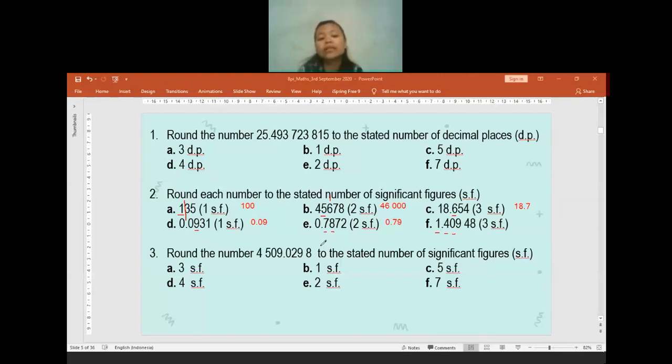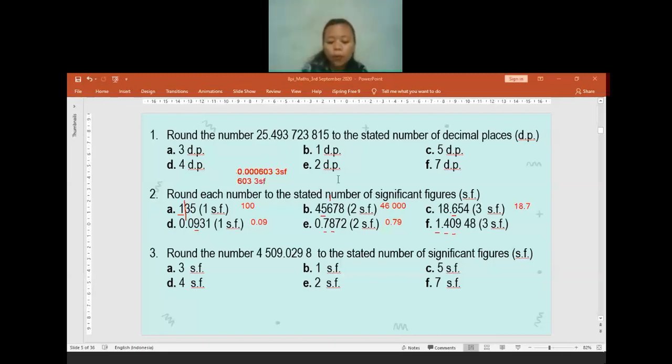Which zero is not significant? Only the zero in front, when it is a decimal. Like if I have the number 0.603, the first zero in front is not counted as significant. The 6 is significant, the 0 next to 6 is significant, and the 3 is significant. So this number has 3 significant figures. If I have 603, all of the digits are significant, so this will still be 3 significant figures.